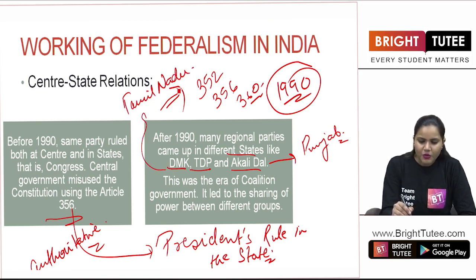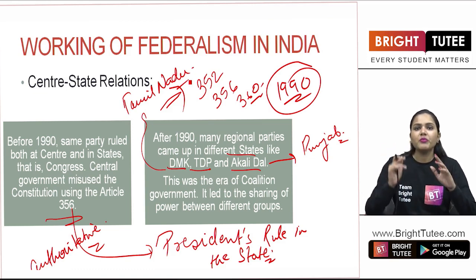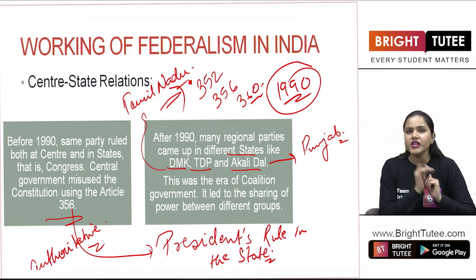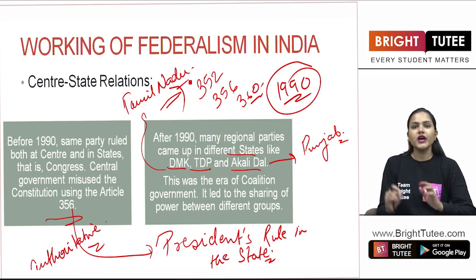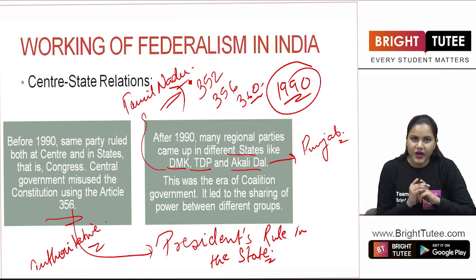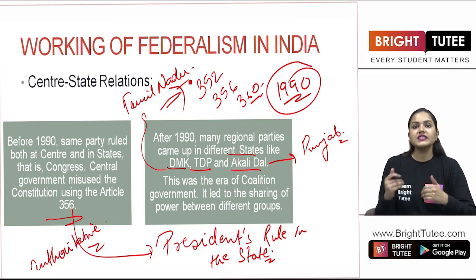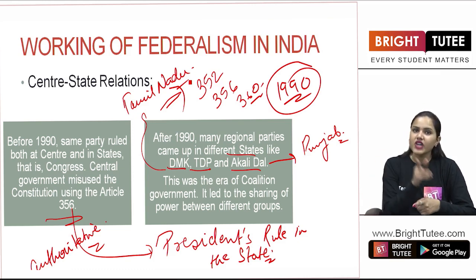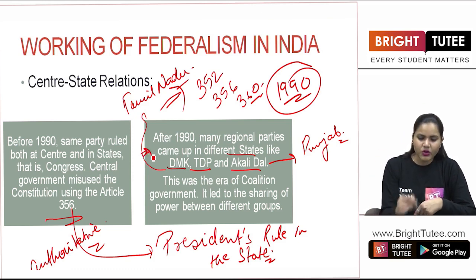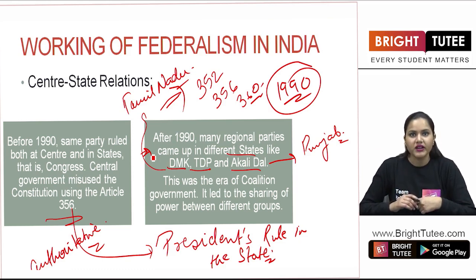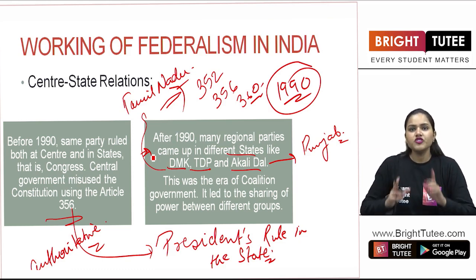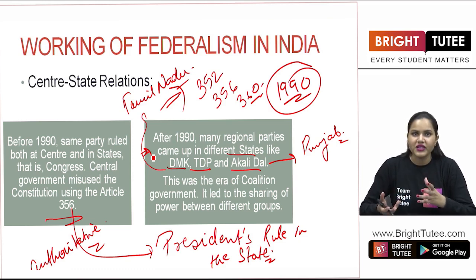So basically, we see that many regional parties. Now, when we are talking about regional parties here, it means that we are talking about the state parties, right? So these state parties started coming up and started challenging the ruling party, that is the Congress party. Now, the rise of regional parties posed a serious threat to the Congress party.